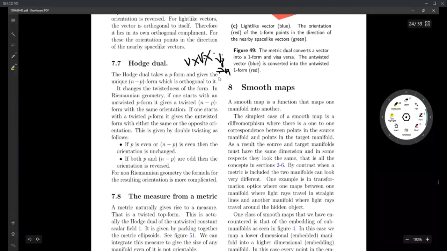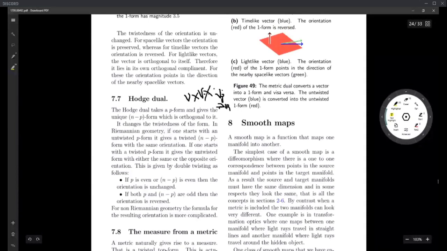Well, it takes a p form, and it gives a unique n minus p form, where n is the dimension of the manifold on which you have the p form. And it gives you this n minus p form such that it is orthogonal or perpendicular to it. Obviously, the twistedness is changed. And another important property of Riemannian geometry, which we'll explore later on when we're doing GR, is that if you start with an untwisted p form and take the Hodge dual of it, you'll end up with an n minus p form with pretty much the same orientation. And there are a few properties, but you wouldn't really require them much to go forward.